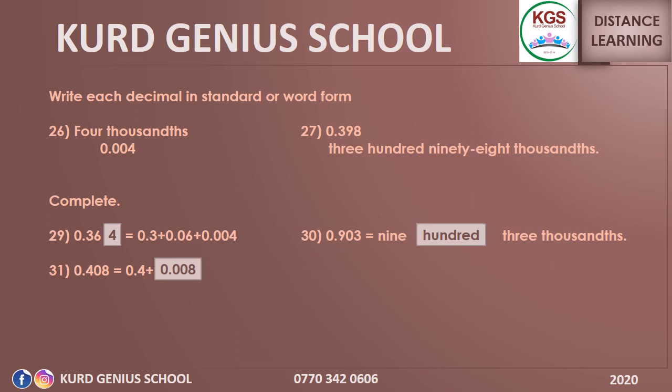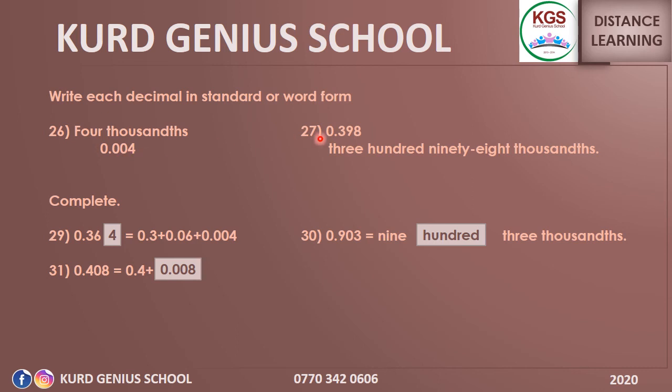Write each decimal in standard or word form. Number 26. It's written 4 thousandths. That means we have four parts out of 1,000 parts. We should have 0 as the whole number part of the decimal number, then the decimal point. Since it says thousandths, we should have 3 digits to the right of the decimal point. We have 4, so before you write the 4, we should write 2 zeros to the right of the decimal point and then the 4. And this is how you write 4 thousandths.